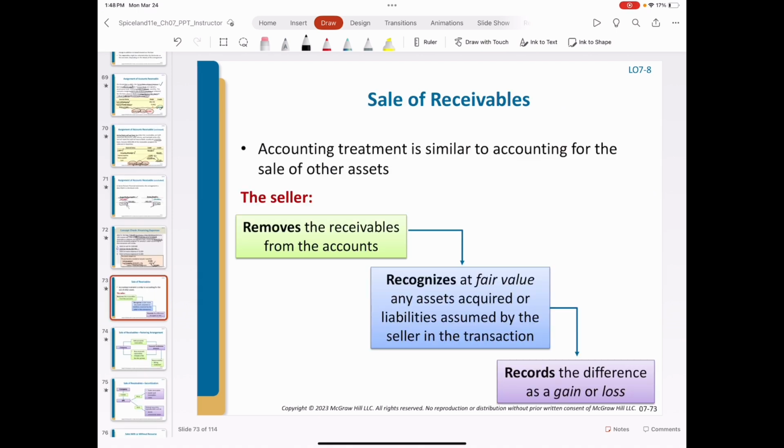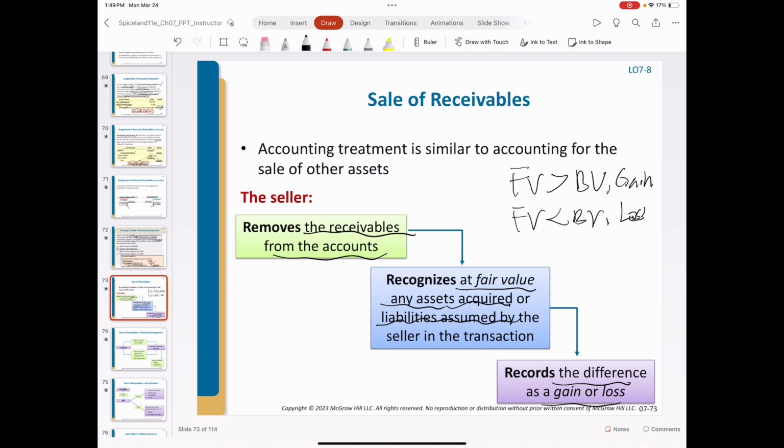The seller or the transferor who sells the receivables will remove the receivable from the account. The sales price is the fair value of the assets acquired or the liability assumed. Then the difference between fair value and book value will be recognized as gain or losses. If fair value is greater than the book value, that will result in a gain. Otherwise, if fair value is less than book value, that will result in a loss.